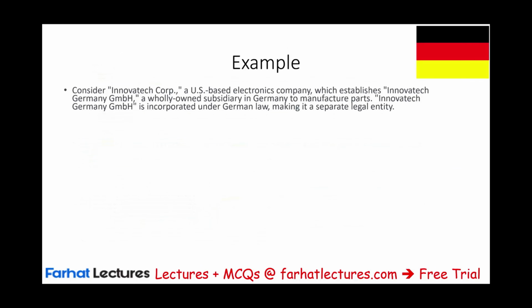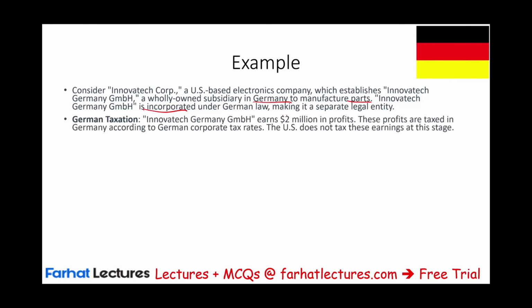Example, consider Innovatech, a US-based electronics company which establishes a wholly owned subsidiary in Germany to do what? To manufacture parts. So it's a separate subsidiary. This Innovatech is incorporated under German law, making it a separate legal entity. The taxation, well, if the company earned $2 million in profit, these profits are taxed in Germany according to the German corporate tax rate, whatever that corporate tax rate happens to be. The US does not tax these earnings at this stage. When does the US tax these earnings?